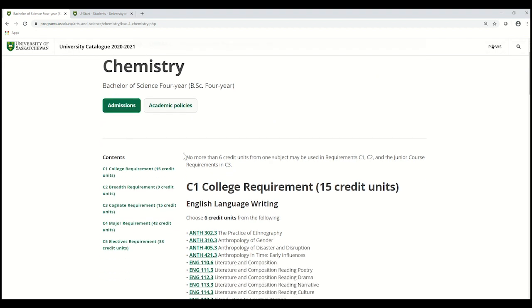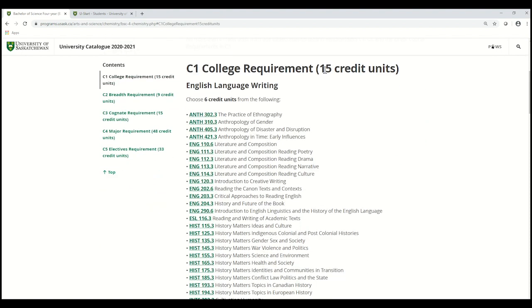Here you'll note that on the left-hand side there are 5 categories of requirements. These are going to look pretty much the same for most arts and science degrees. There's the college requirement, the breadth requirement, the cognate requirement, the major requirement, and the electives requirement. Starting at the top, the college requirement for a chemistry major is going to be 15 credit units.